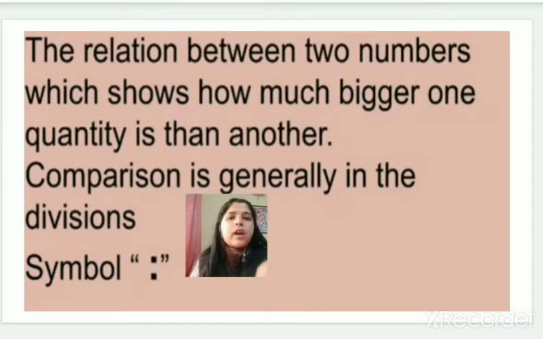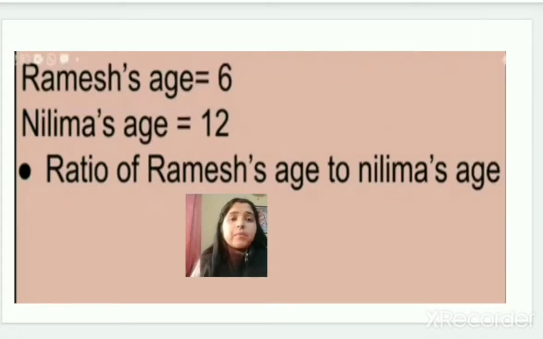So we have, like, Ramesh's age is equal to 6 and Nilima's age is equal to 12, right? So the ratio of Ramesh's age to Nilima's age, what will be the ratio for both the numbers? How will you represent it? We will write the ratio for both of them. How?